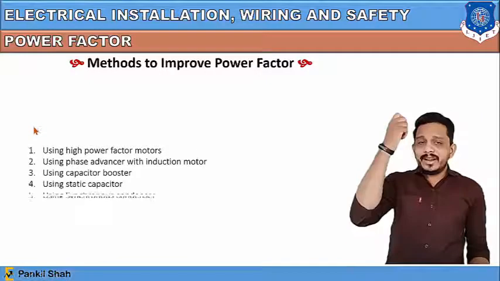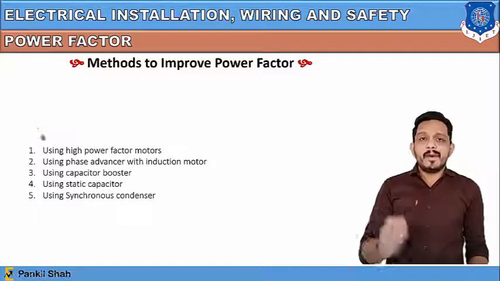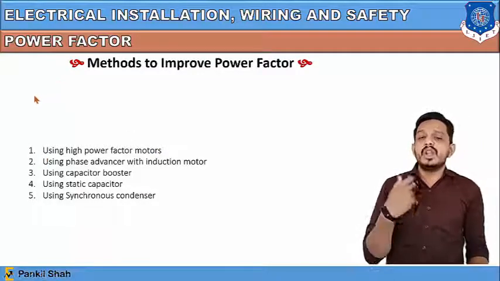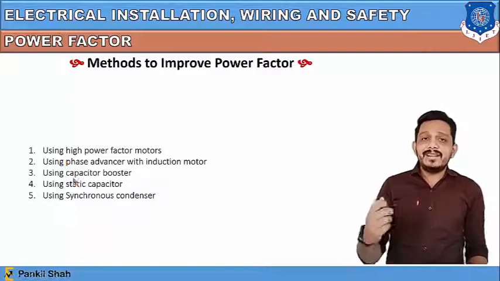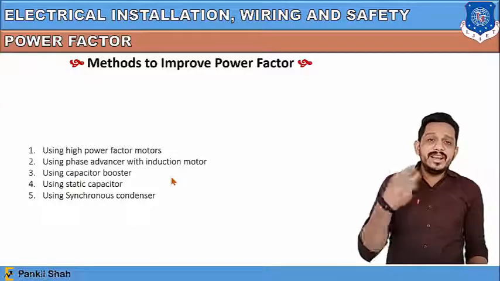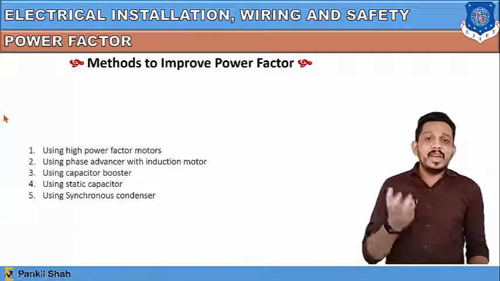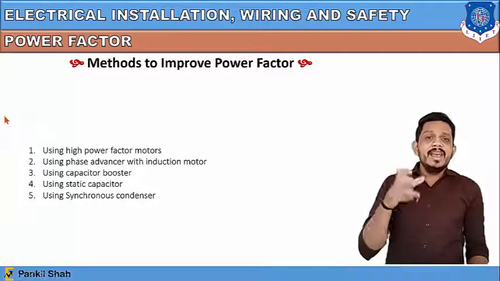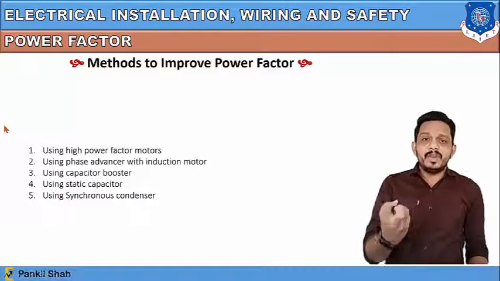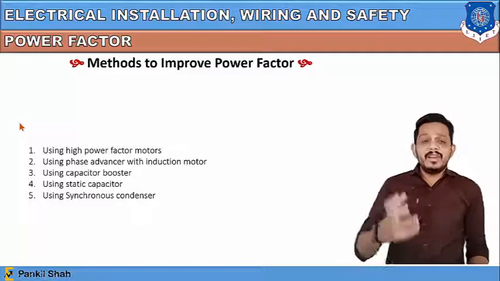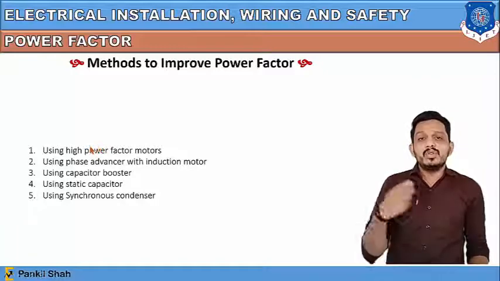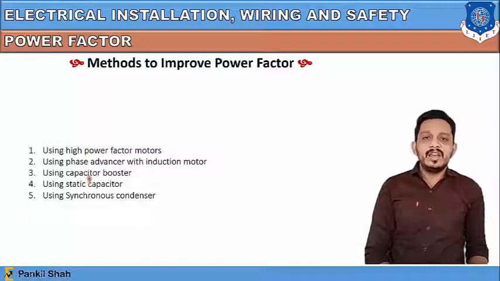There are many methods to improve the power factor. The first method is using high power factor motors. Do not use low power factor motors. The second method is using a phase advancer with an induction motor. With an induction motor, you can use the phase advancer, which decreases the angle between voltage and current. If the phase angle between the voltage and current is less, then you can say that the power factor is improved. So the phase advancer can be used to decrease the angle between the voltage and current.